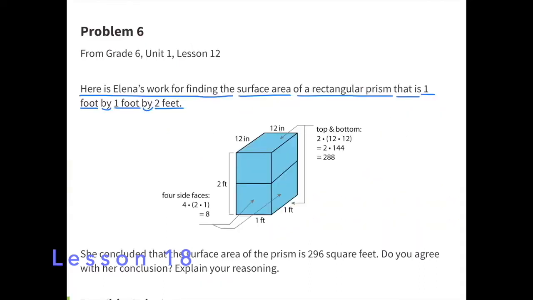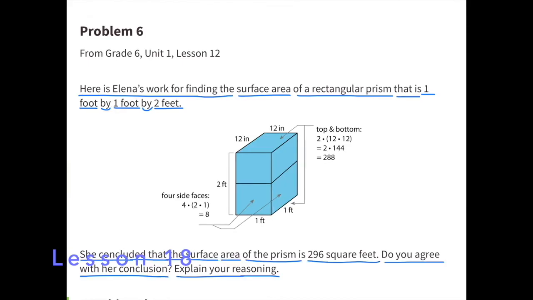Number 6. Here is Elena's work for finding the surface area of a rectangular prism that is 1 foot by 1 foot by 2 feet. She concluded that the surface area of the prism is 296 square feet. Do you agree with her conclusion? Explain your reasoning.